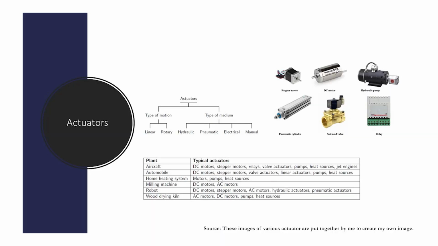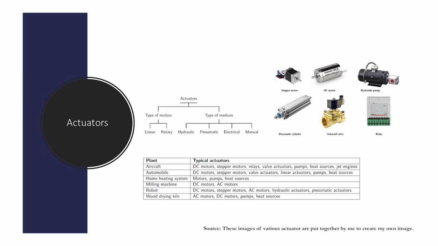Then we come to actuators. Okay. So, sensors done, transducers done, then the next bit is actuation, where you do something in response to the signal that you have got. Actuators again can be classified based on the type of motion or the type of medium in which they are operating.